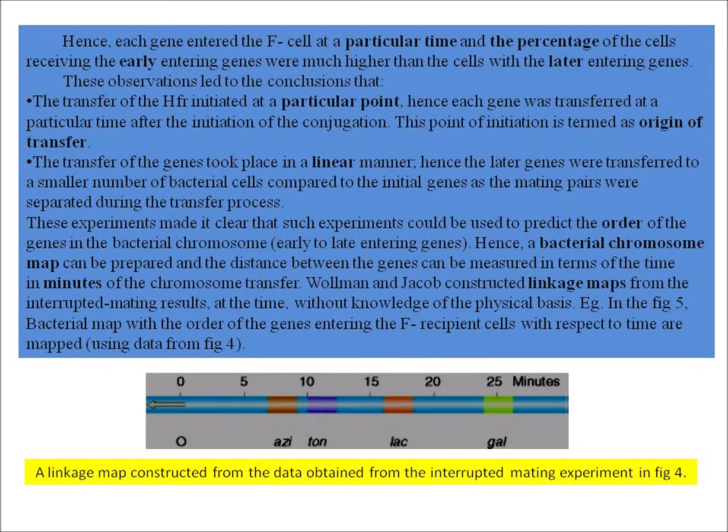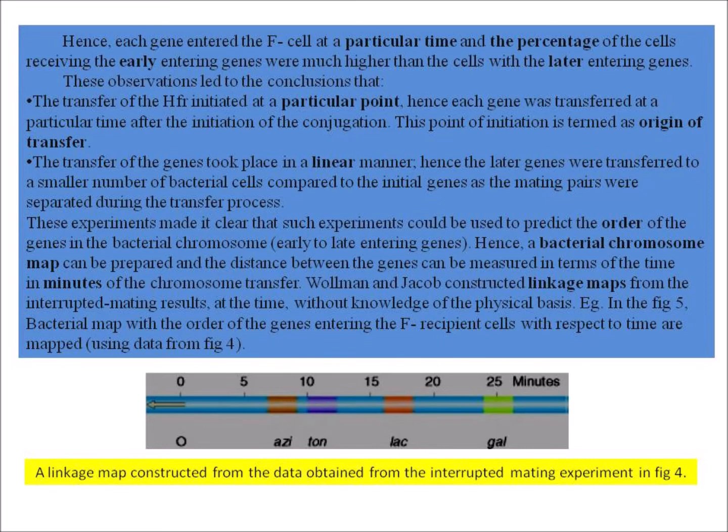These observations lead to the conclusion that the transfer of the HFR initiated at a particular point. Hence, each gene was transferred at a particular time after the initiation of the conjugation. This point of initiation is termed as origin of transfer, that is ORIT. The transfer of the genes took place in a linear manner. Hence, the later genes were transferred to a smaller number of bacterial cells compared to the initial genes as the mating pairs were separated during the transfer process.